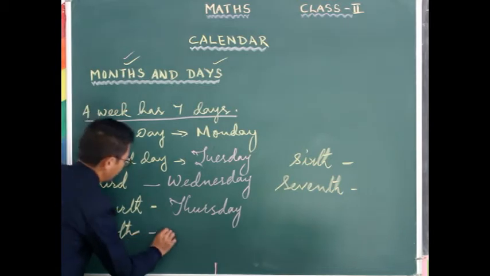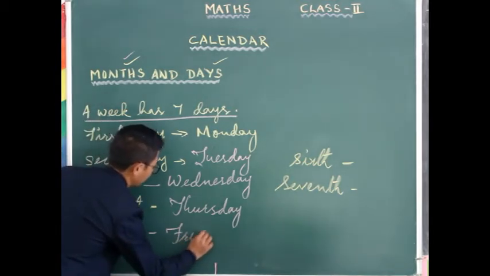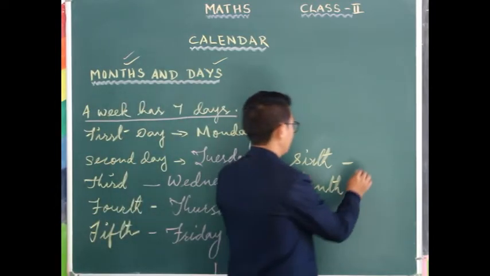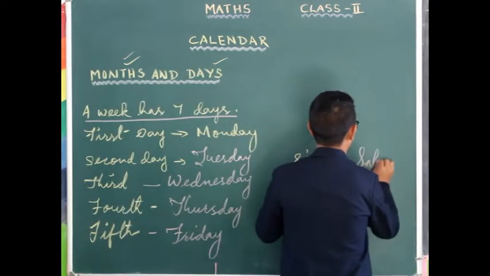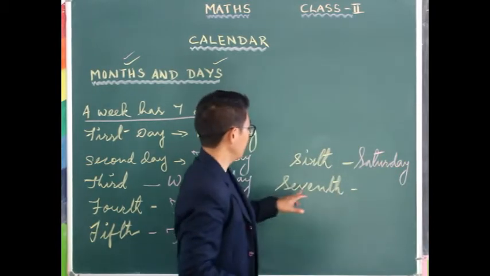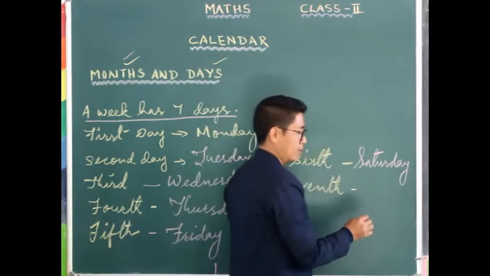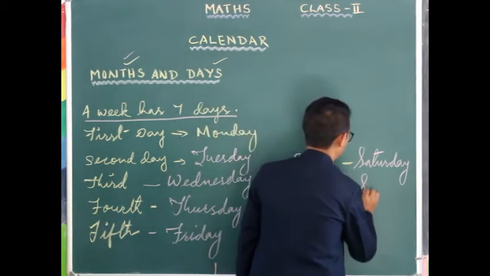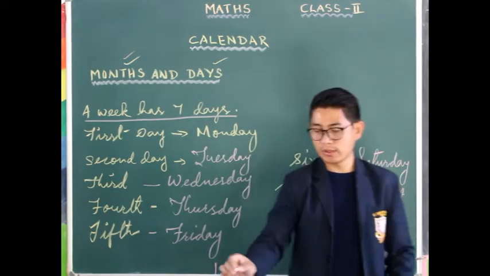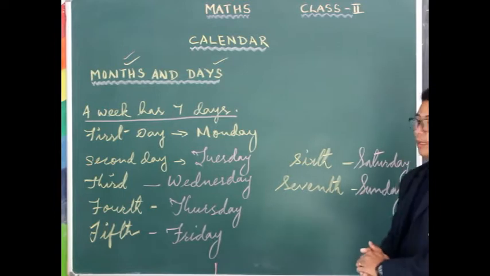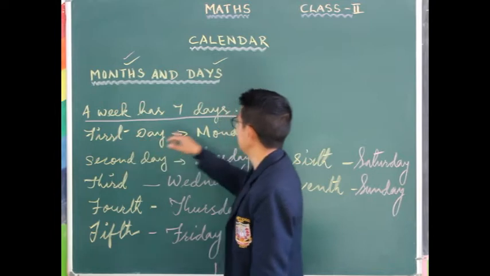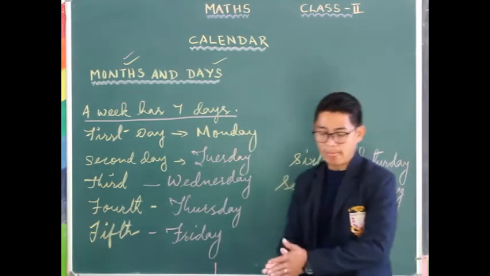Fifth, Friday, sixth, Saturday, seventh, the last day of the week is Sunday. So these are the day names, and the first day of a week starts from Monday.